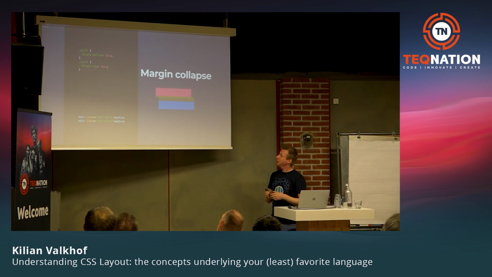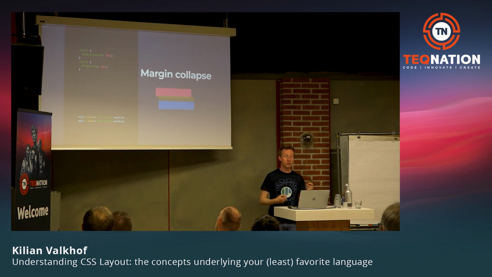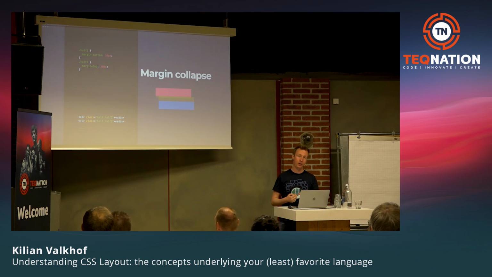So you can see here that any reasonable person would look at this and say, okay, margin top 30 plus margin bottom 10, 40 pixels spacing. But in CSS, when two elements sit next to each other, what happens instead is that they collapse the margin into itself, so the largest of the two wins.